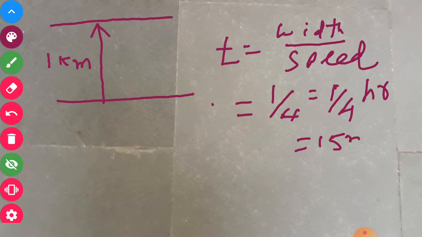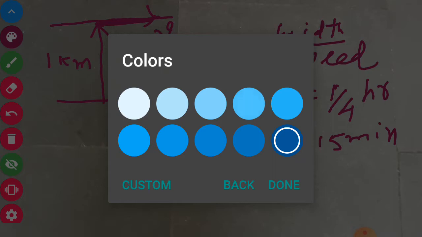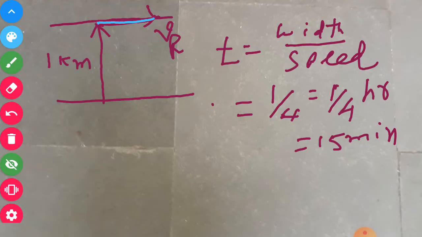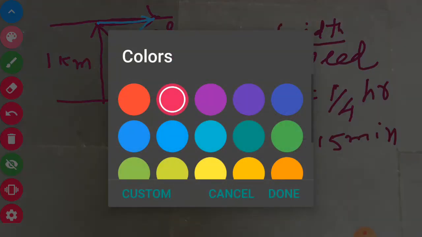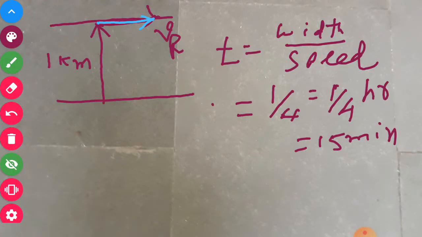This is very easy to understand. Now if the river is flowing, if the river has its own velocity, let the velocity of river be VR. Then how much distance will he travel in this direction, which I will show in a different color? In this particular direction, how much distance will he travel? Okay, that distance we want to find out, and easily you can find it.